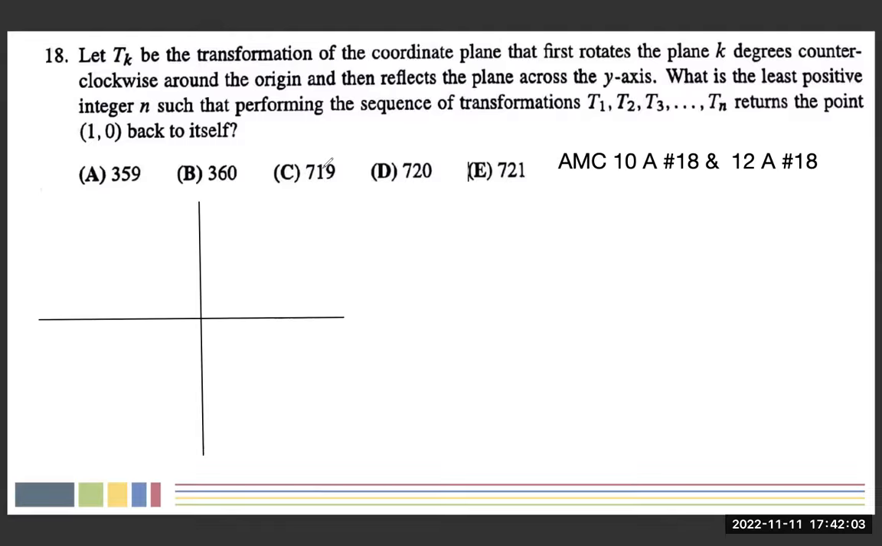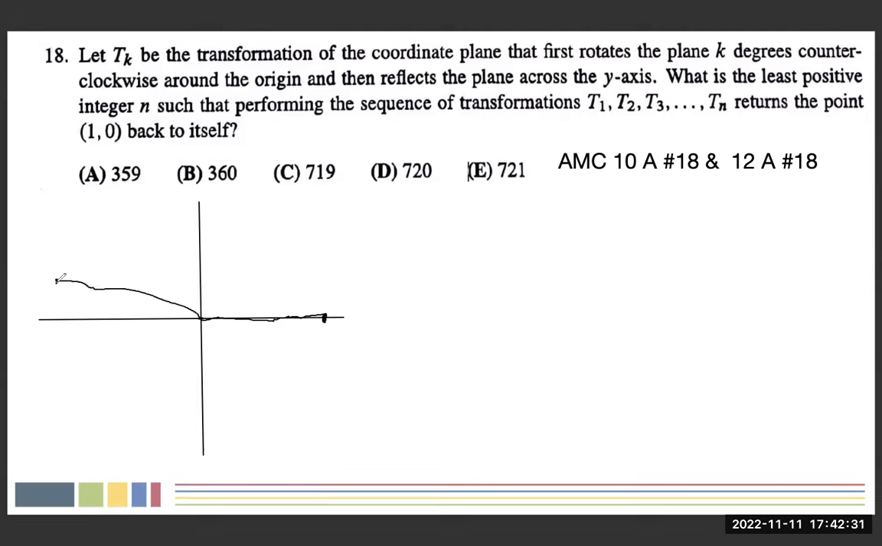Sometimes, when it tells you a function that is a bunch of weird stuff, chances are some of this stuff can be removed without changing how the function works, if you change some stuff around, right? So let's think about it. Let's start with (1, 0), right? Now we're going to rotate it 1 degree and then reflect it across the y-axis.